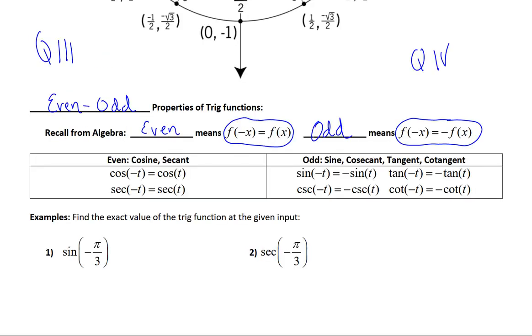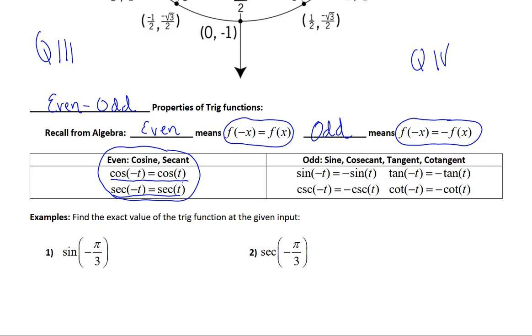Well, because of all that and the way we've defined our trig functions, it turns out some of them are even and some of them are odd. So we have even functions in our trig family, and those would be cosine and secant. In other words, based on the definition of even and odd, cosine of negative t is the same thing as cosine of t. And that just fits this definition of an even function. Or similarly, secant of negative t is the same thing as secant of t.